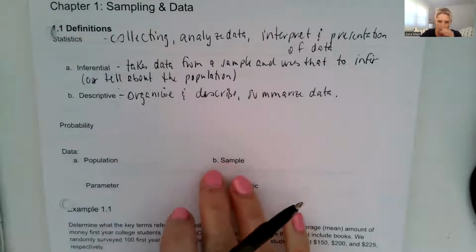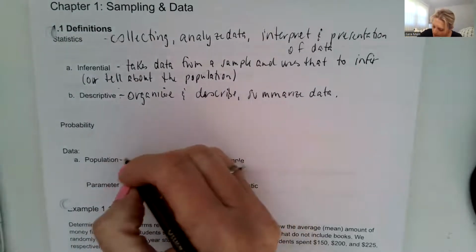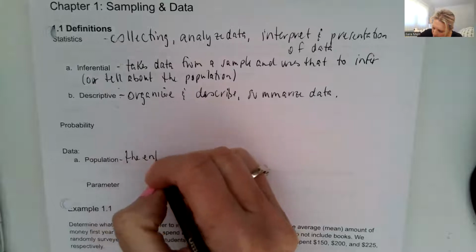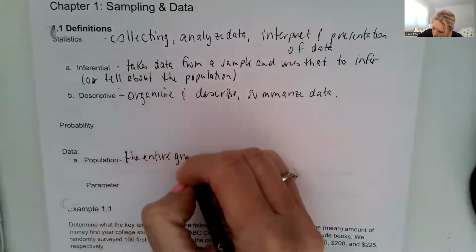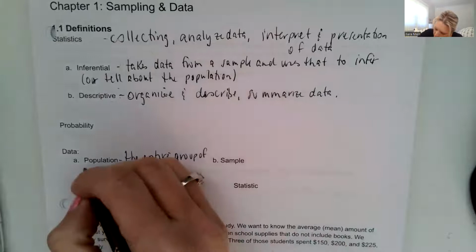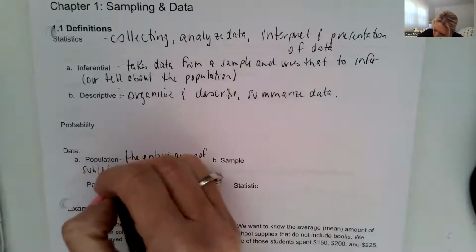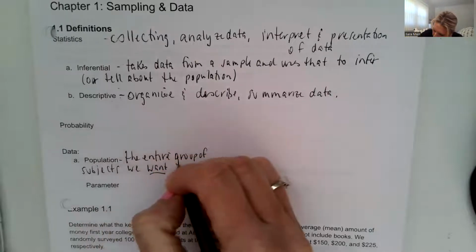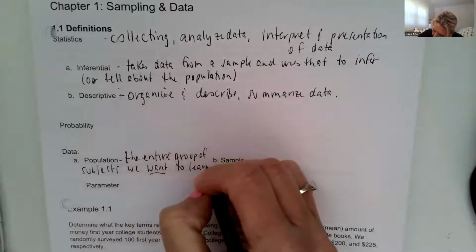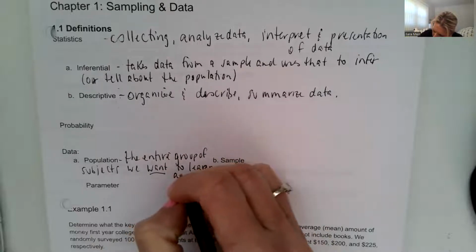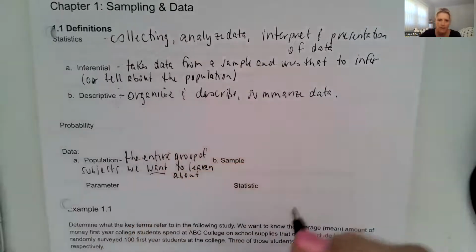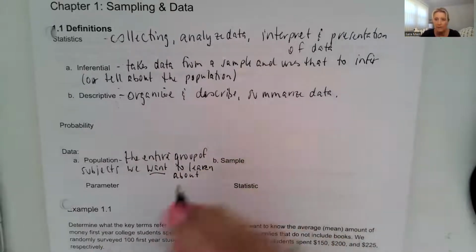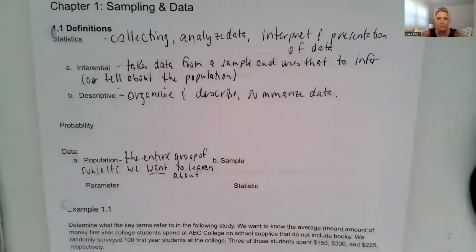So, population and sample. The population is the entire group of subjects we want to learn about. Okay, the entire group of subjects. Sometimes the subjects are a car, sometimes it's an animal, sometimes it's a human. So don't always assume it's a person that we're talking about when we talk about subjects.